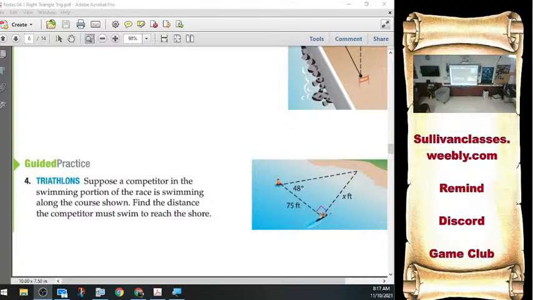Of the United States of America, and to the republic for which it stands, one nation, under God, indivisible, with liberty and justice for all. Have a great day.